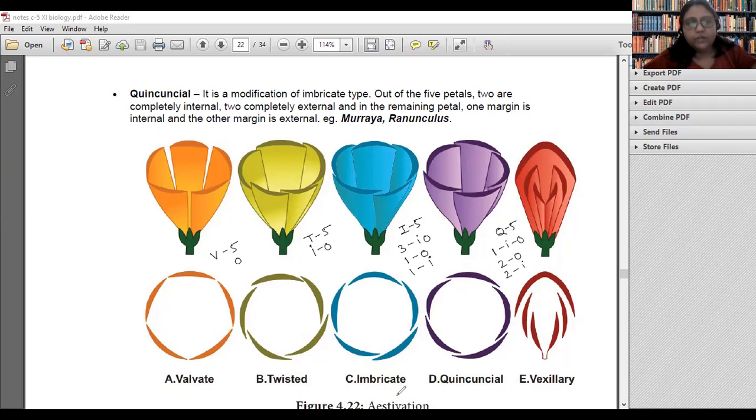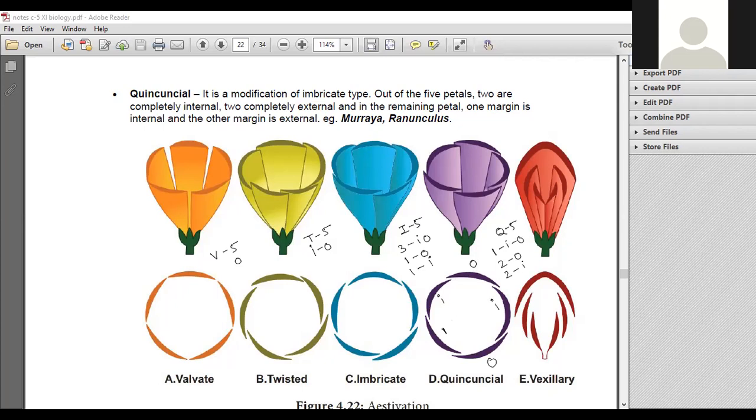Okay. What about vexillary? Yes, beta. Ma'am, in quincuncial 3 are in and 1 is in out, na? Sorry, I only said that, no. How come 3 are in? This one is out, right, beta, this is also out, this is in, this is in, and only one is in out. Yes, okay, ma'am.